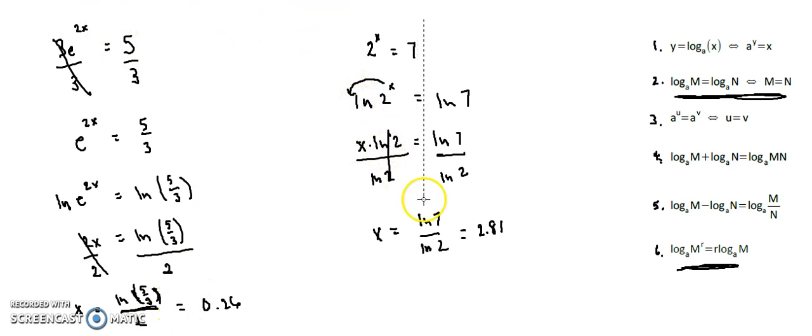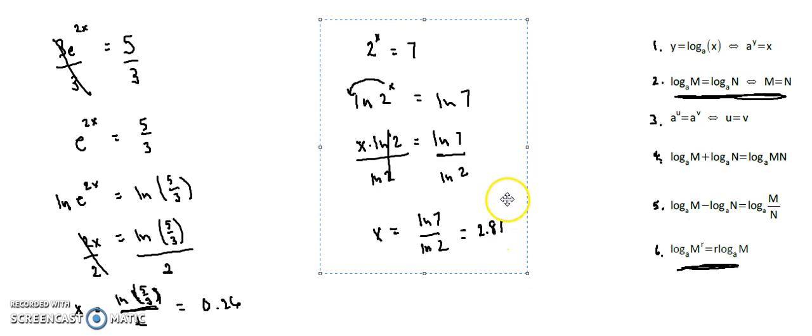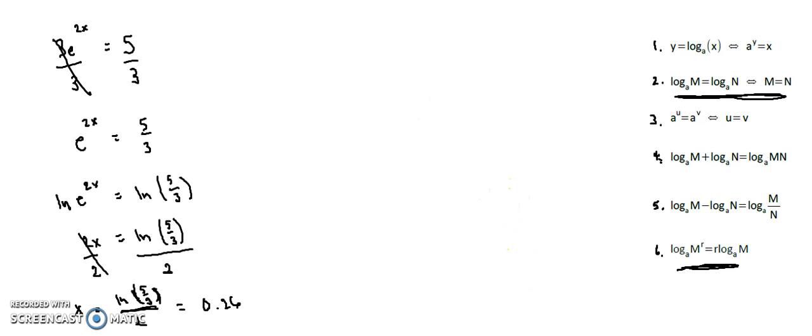All right, so we've got a couple exponential equations under our belt. Let's try one more. Let's say that we have 3 to the 2x is equal to 5 to the x plus 4.